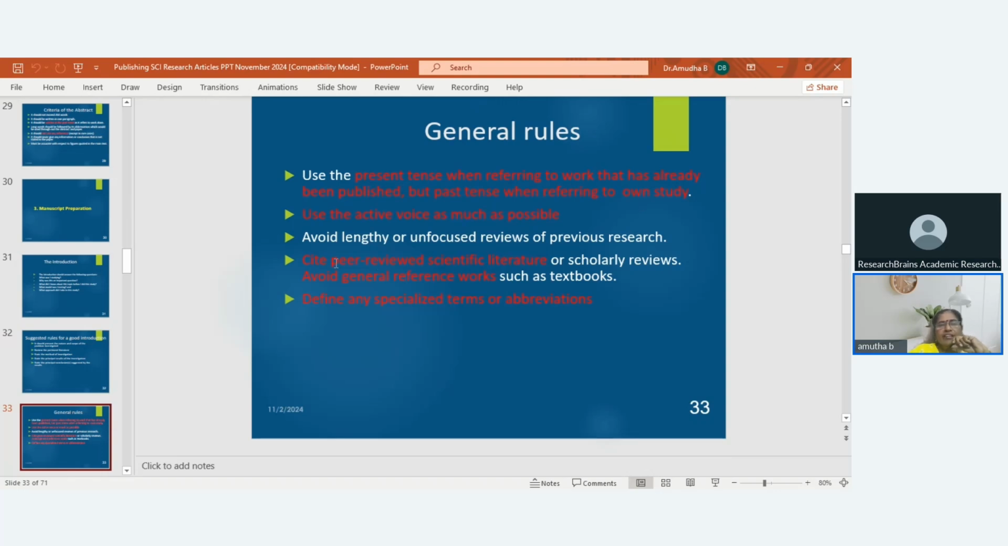And as I said, avoid lengthy or unfocused reviews of the previous research. Even though you have gone through the previous papers and you have to provide the literature, you will be going through 20 to 30 papers and analyzing the content of each and every paper, finalizing what they have concluded, what they have researched, and what they have left out as a challenge which is not being addressed in the paper.